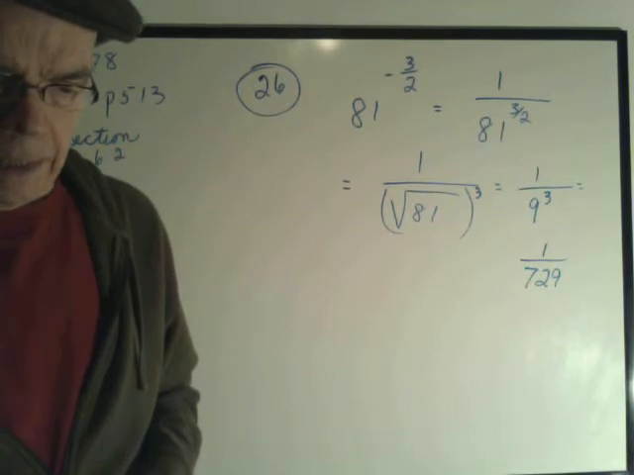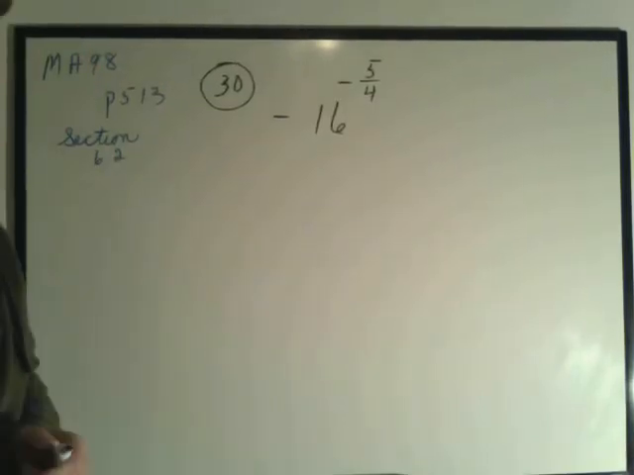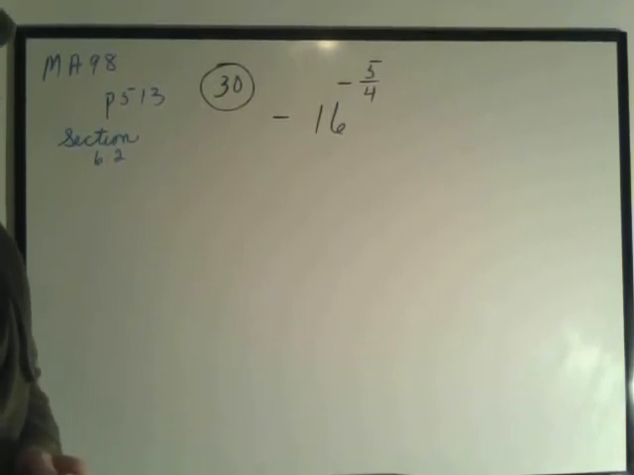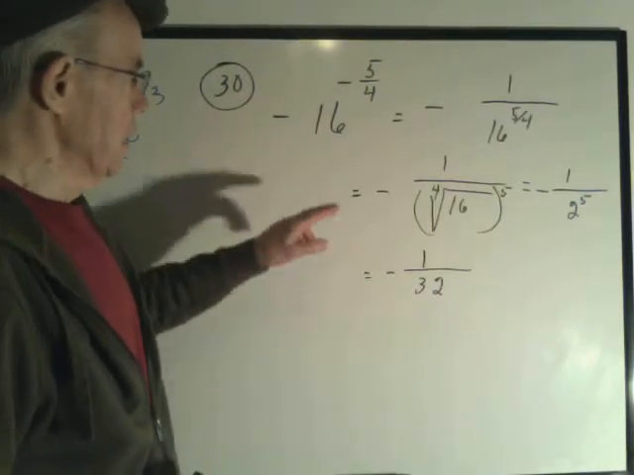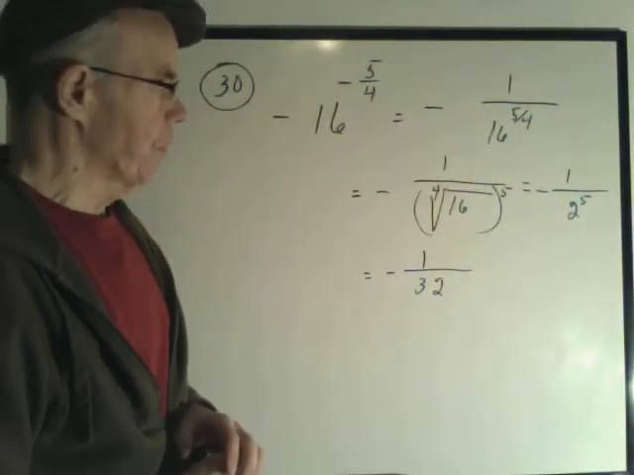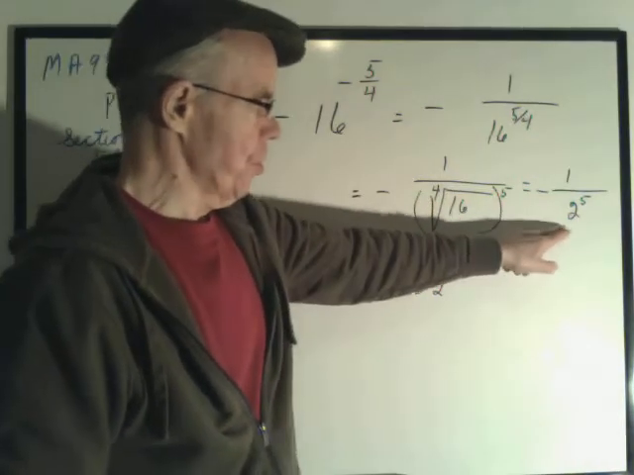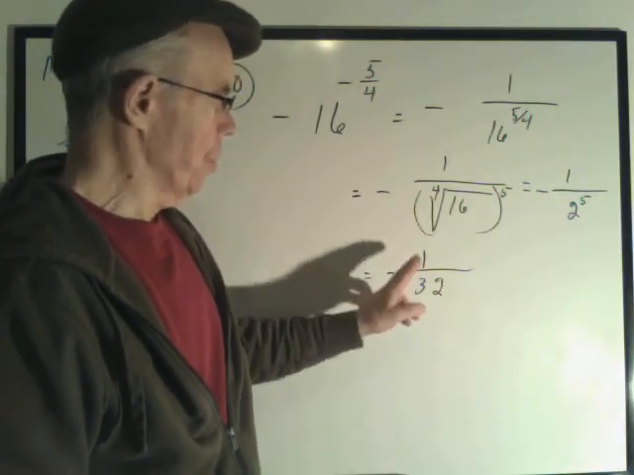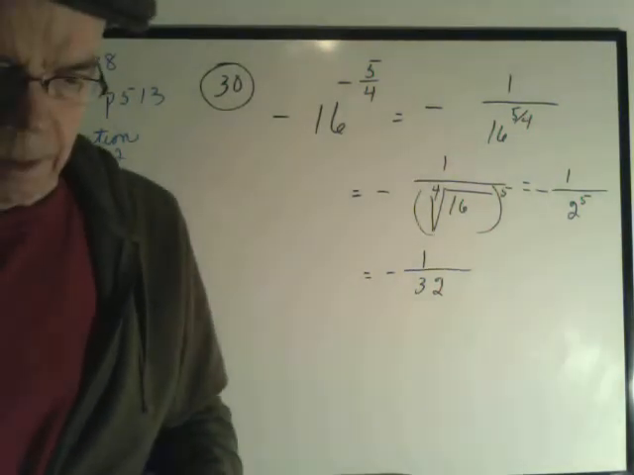Okay, let's try problem number 30. Okay, there's problem 30. Give it a try. Pause the video, see how you do with it. All right, so this is going to become 1 over 16 to the 5/4. Index is 4. The 4th root of 16 is 2. I'm going to raise it to the 5th power. It's going to give me 1 over 32. Don't forget the negative sign.